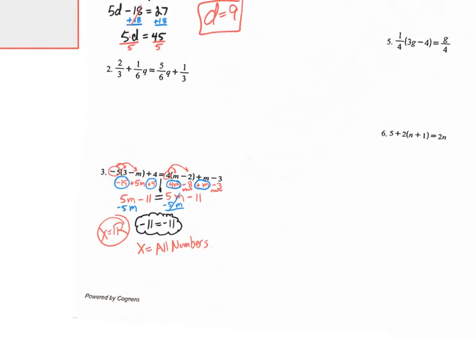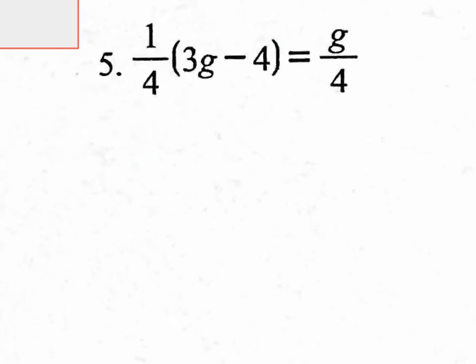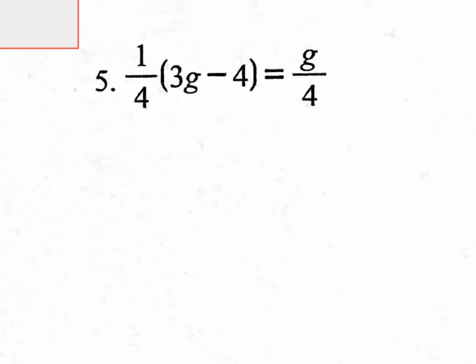Let's jump to number 5. Number 5 is another one with fractions. What are we going to multiply everything by? 4. Now here's a question. Do we want to distribute the 1/4, which is pretty easy, or do we want to get rid of it first? Get rid of it first.